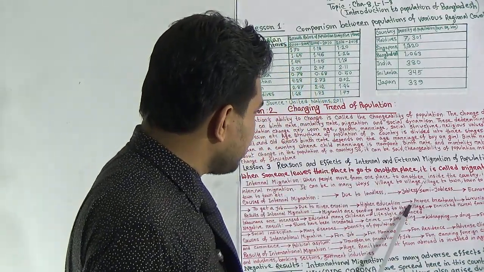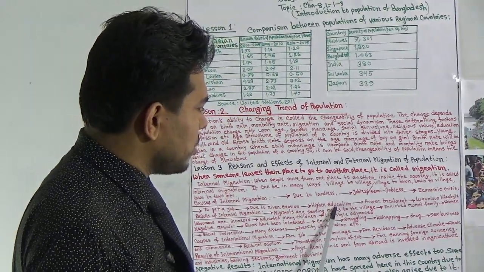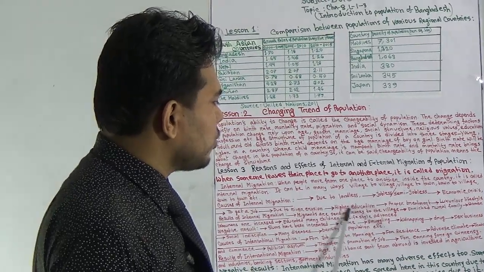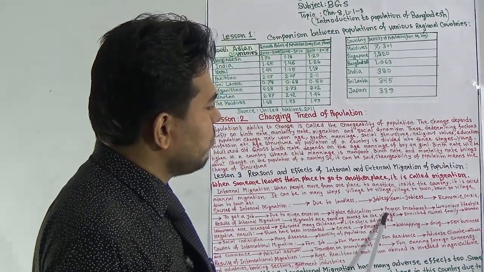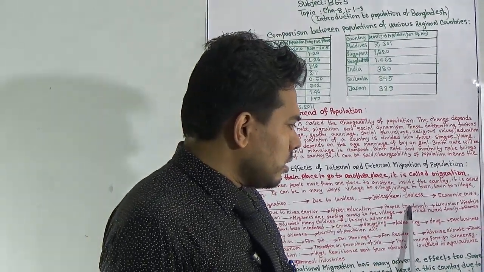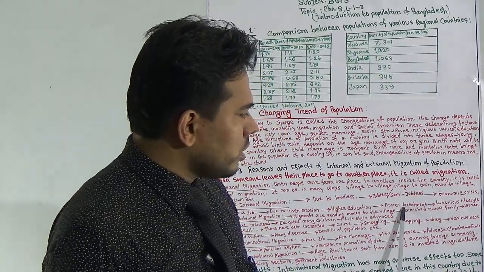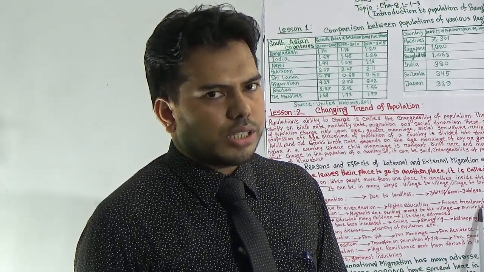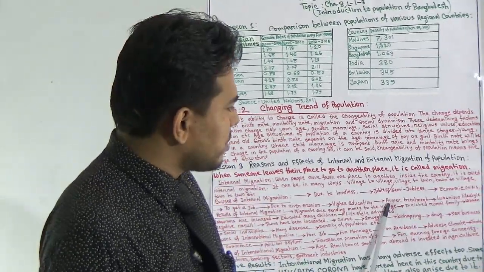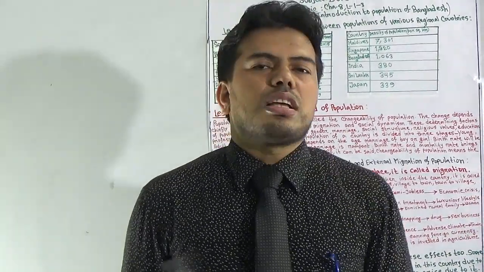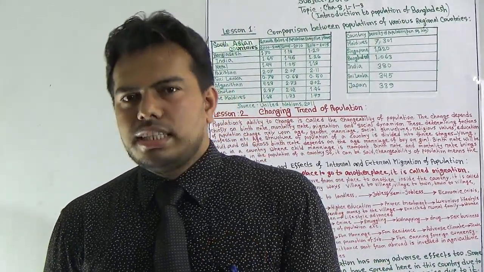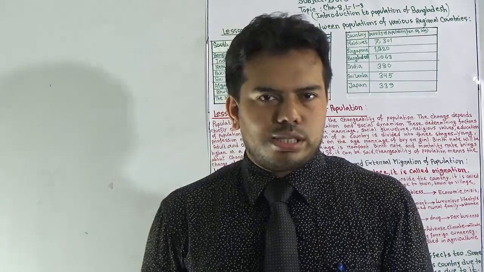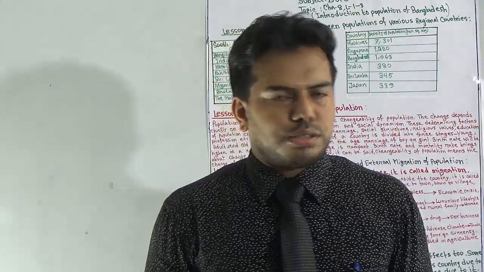Okay, next one is higher education. To get better education, people want to migrate from one place to another. For proper treatment: where people live in villages, they don't have the opportunity to get proper treatment or medical facilities. That's why they need to migrate from one place to another. Luxurious lifestyle: some other people want to live their life very luxuriously. That's why they migrate.